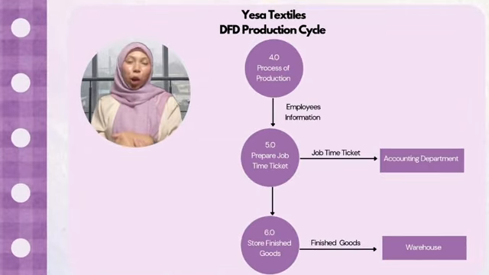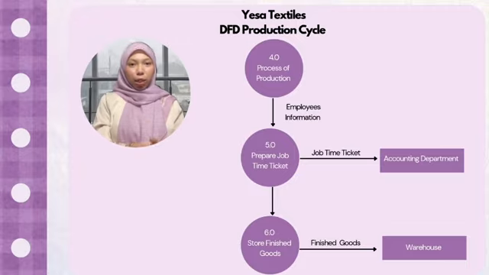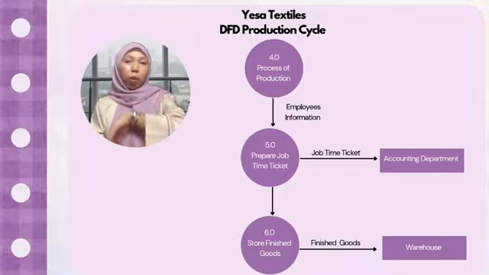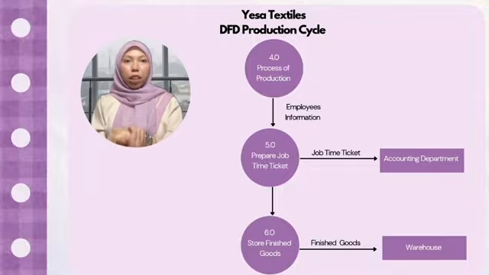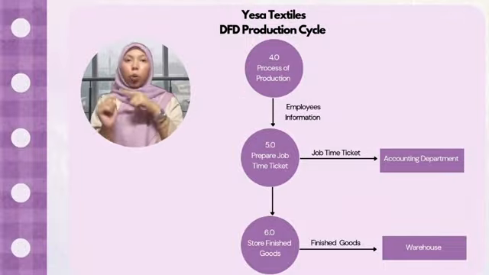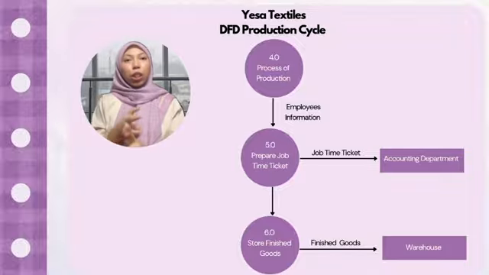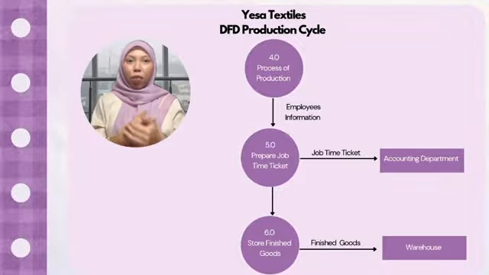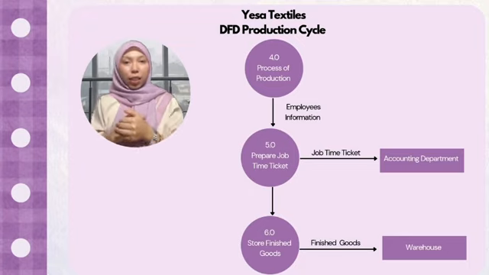Now, I will take my turn to continue from process 4 to the warehouse. After the manufacturing is complete in process 4, the employee's information flows from process 4 down into process 5, which is called prepare job time ticket. Process 5 uses that information to prepare a job time ticket, which records which employee worked, on which job and for how long. The job time ticket is then sent from process 5 to the accounting department for labor cost calculation and payroll processing.